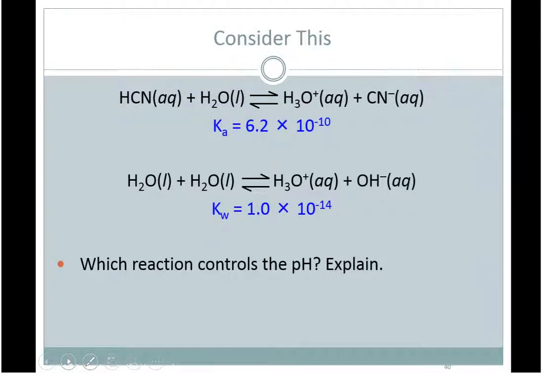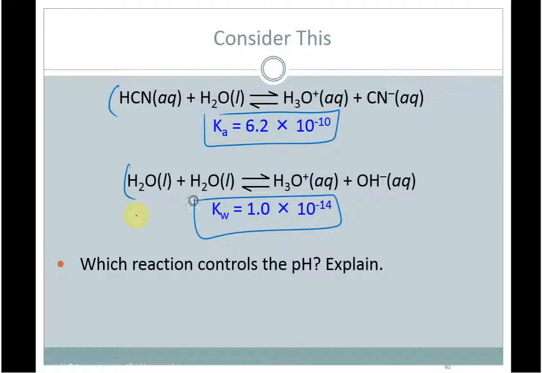Now, we can consider the equilibrium of water, the self-ionization that water has, but if you look, this K value is times 10 to the negative 10. This one is times 10 to the minus 14. Which one is going to control pH? Well, hopefully you can see that this one is about 10,000 times stronger. It's going to be more productive on this side. And so it's going to be our major contributor. And since it's our major contributor of H3O+, it's also our major reaction that controls the pH.